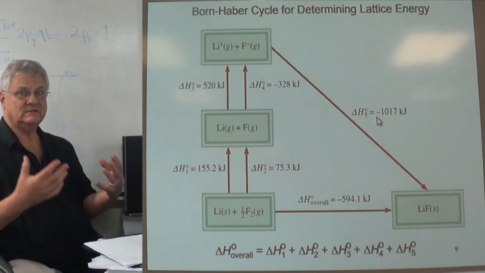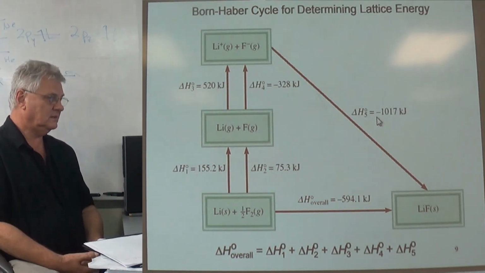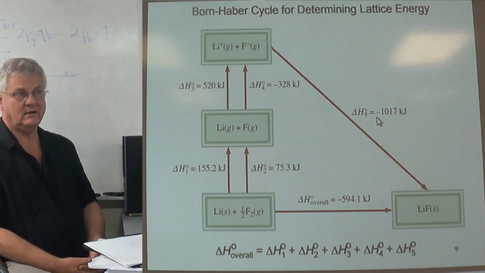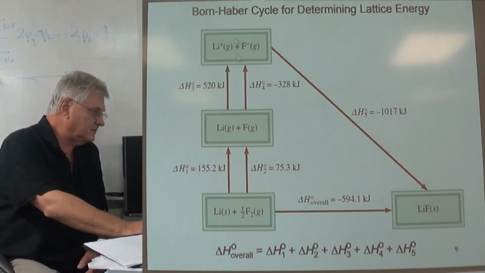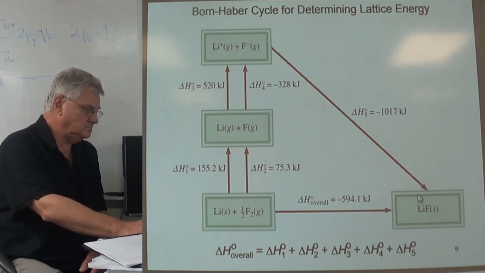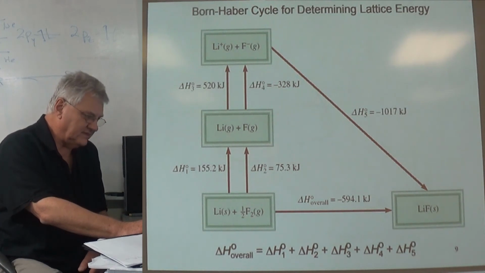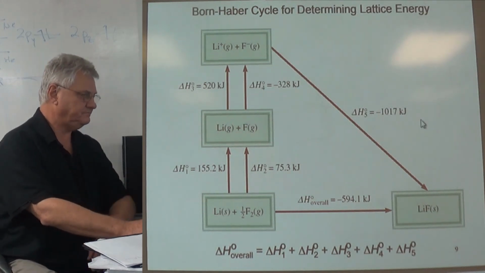This is a process that physical chemists can use to determine the lattice energy for an ionic compound. But they either have to do all these other processes and measure them, or get them from the literature. And then when you know everything else except delta H5, then you can determine delta H5, can't you?